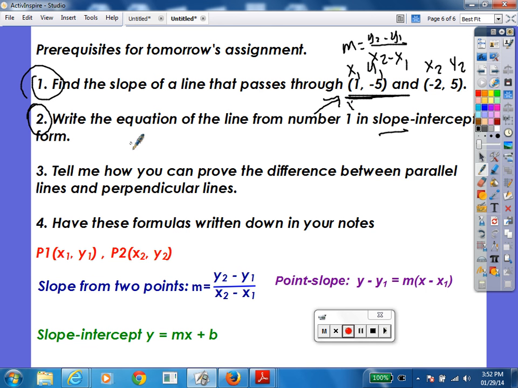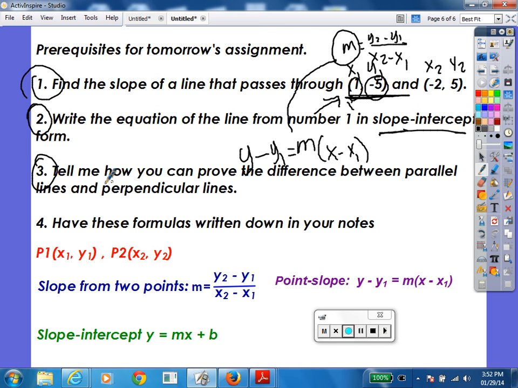So use point slope, find your slope from number 1, put it right here, and then do your y minus your y sub 1, you're going to get that right here. And your slope times x minus x sub 1 right here. And then distribute and move it over and write your equation because it has to be in slope-intercept form. Be able to tell me how you can prove the difference between parallel lines and perpendicular lines. How are you going to know the difference? It's all about the slopes.